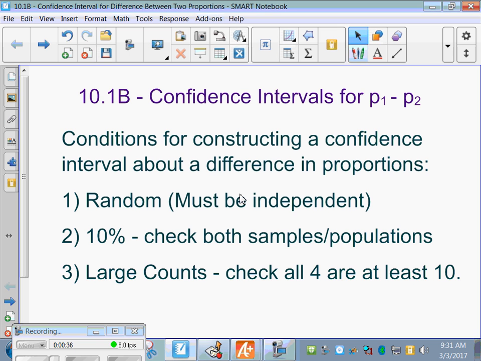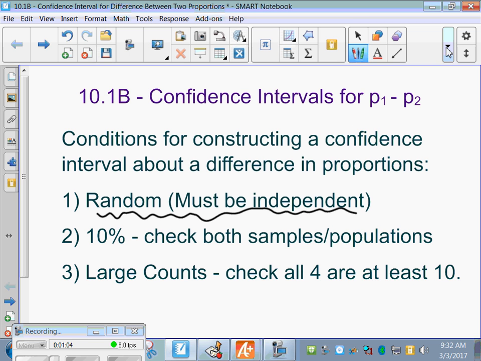So this is important. When you're doing random, you have to have independent samples. Maybe I'm taking 9th graders versus 10th graders. So you can't have any overlap between them, all right? So your samples must be independent, and you have to state that. So instead of just saying random samples were taken, you'll say independent random samples were taken, because there's two, okay?